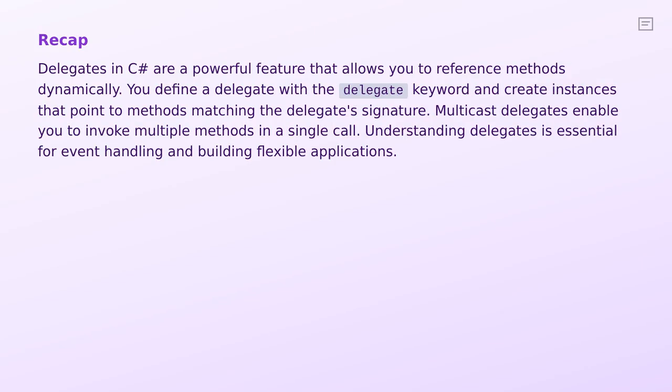So to recap, delegates in C# are a powerful feature that allows you to reference methods dynamically. You define a delegate with the delegate keyword and create instances that point to methods matching the delegate signature. Multicast delegates enable you to invoke multiple methods in a single call. Understanding delegates is essential for event handling and building flexible applications.